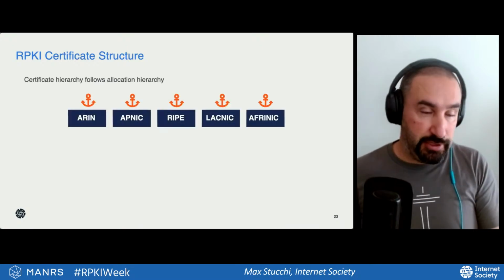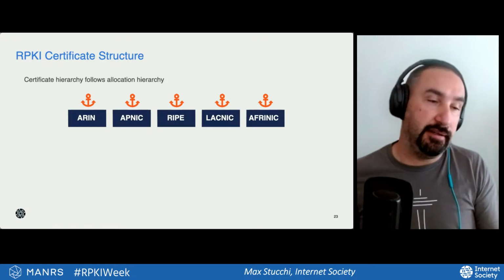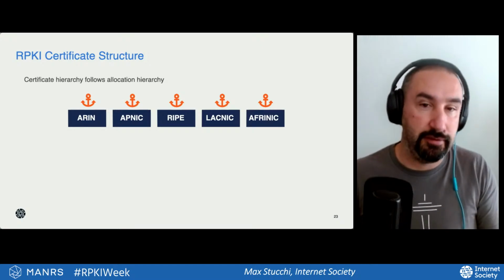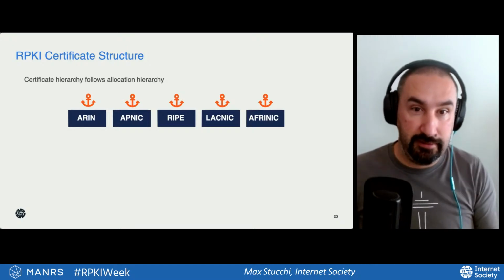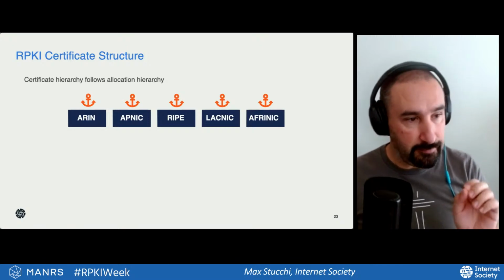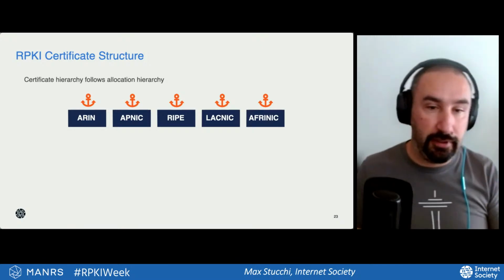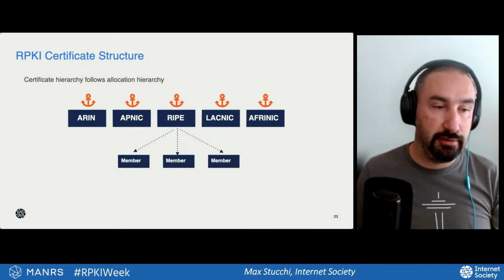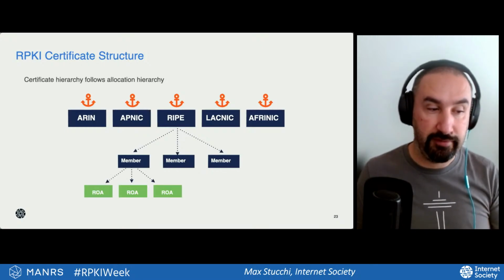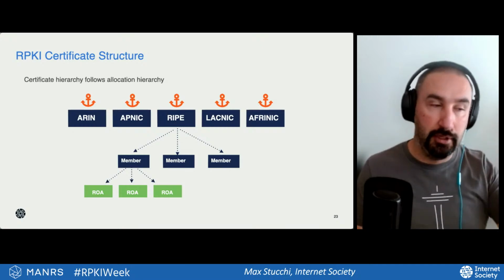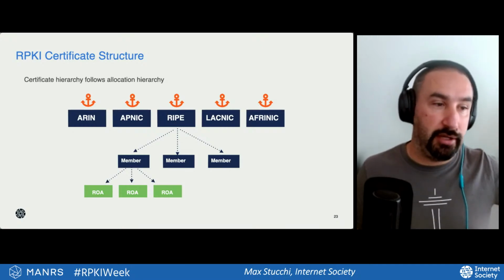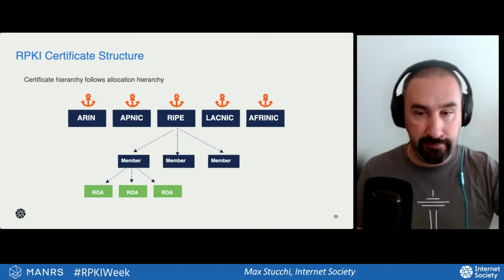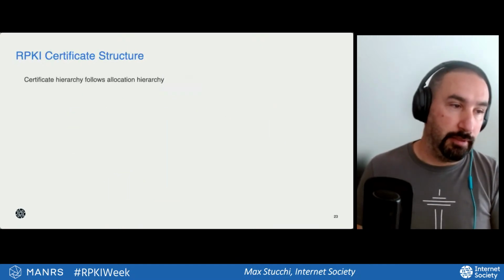I mentioned earlier that the hierarchy of the certificates follows the allocation hierarchy. So differently from the IRRs, and this is an important distinction, RPKI follows the allocation, follows the regional registries. So, for example, in RIPE, you have members, and every member has ROAs. This is how you transpose the chain of trust that I was showing a moment ago into this. You have ROAs, you have members, you have RIPE.